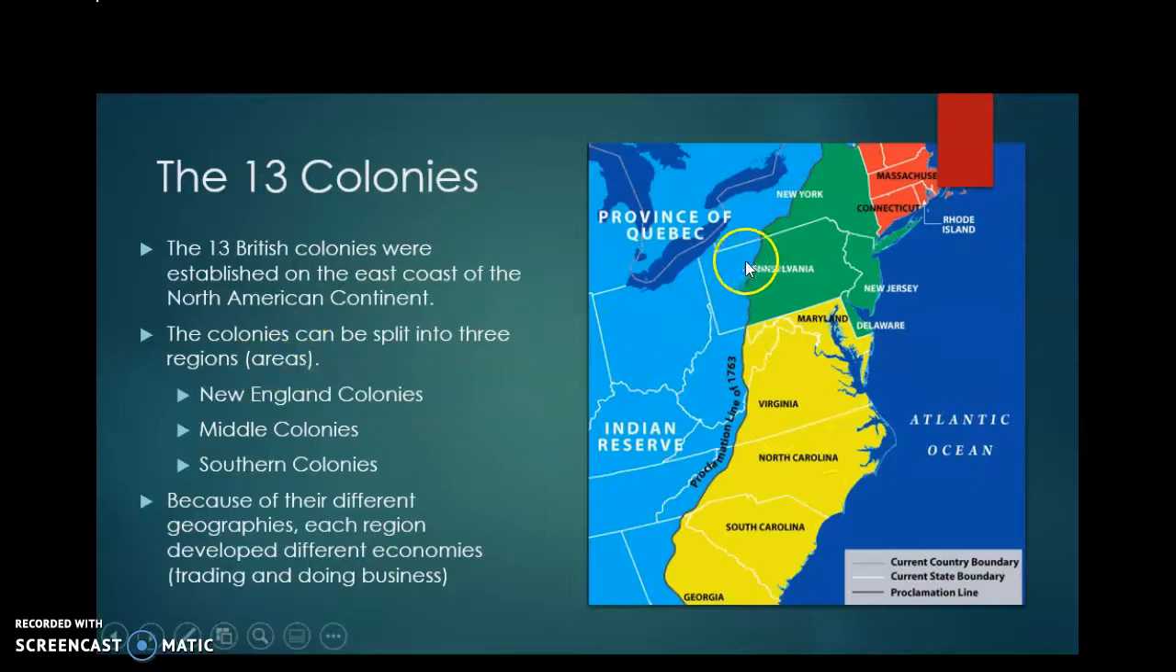So much like our Native American friends, we could also split the regions of the colonies into 3 regions or areas. So here we have New England, here we have the middle colonies, and then we have the southern colonies. Now, because of the different geographies, each region developed different economies, ways of trading and doing business.